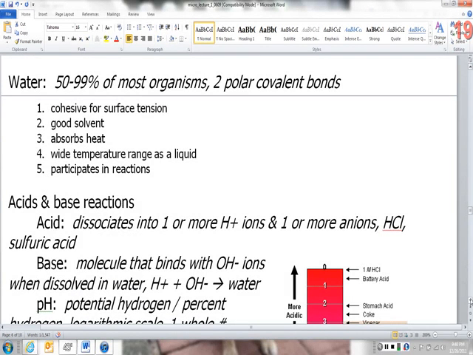Like dissolves like, so many ionic substances can dissolve in water. It absorbs heat slowly and has a wide temperature range in the liquid state. It will participate in many chemical reactions as well as being a medium for reactions to occur in.